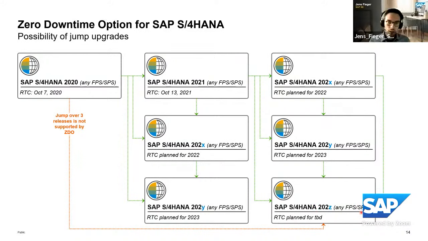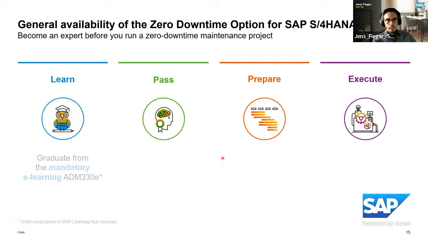Yeah, the key message here. In the past, we were not able to do jump upgrades at all with the zero downtime option. Since last year, with 2020 as start release, we can offer jump upgrades. Essentially, that means once 2022 is out, an upgrade from 2020 to 2022 can be done. Yeah, GA. Last year we announced that GA status along with that training.